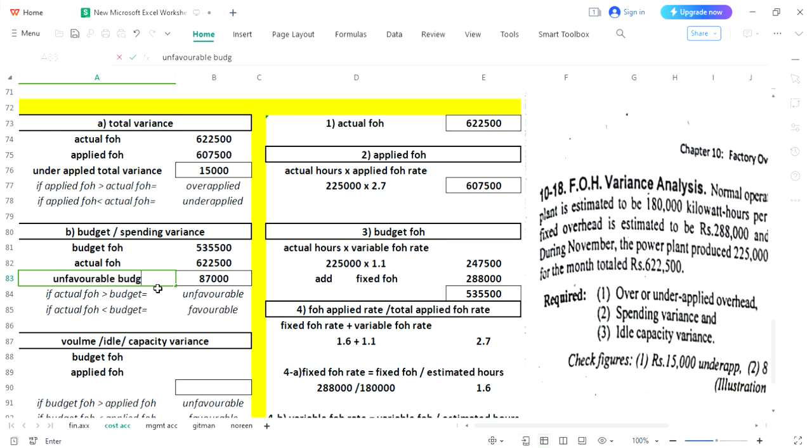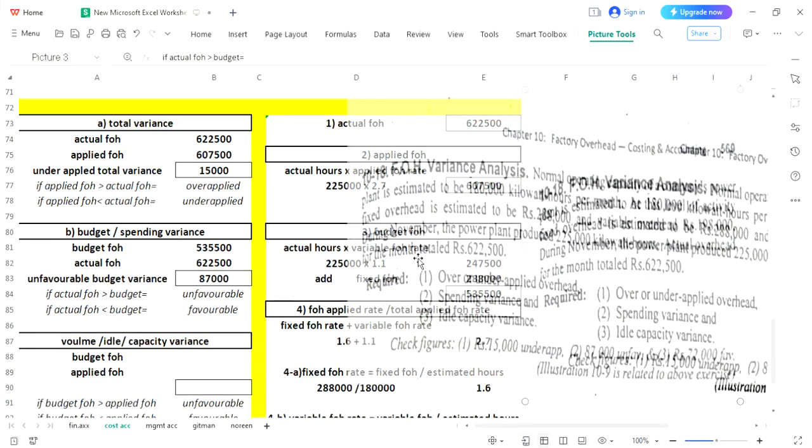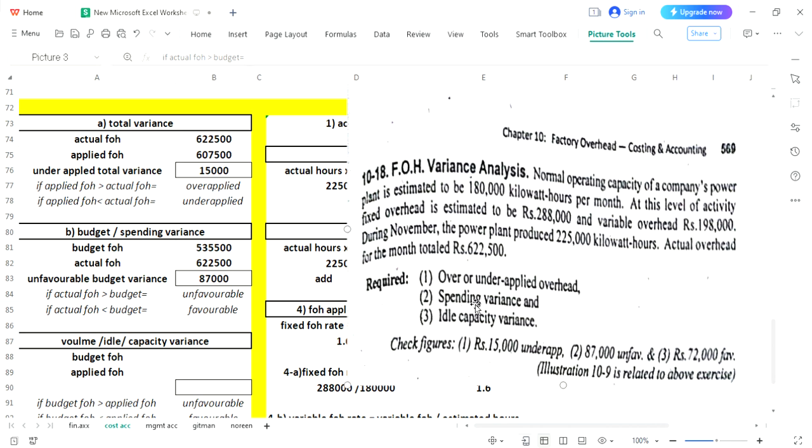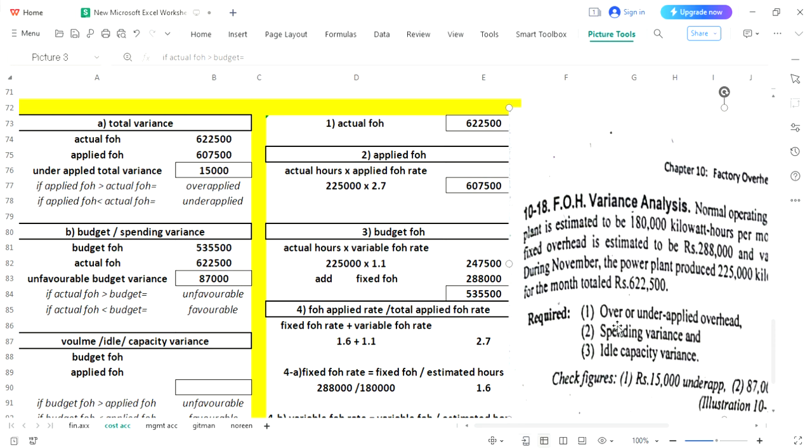Budget variance we have calculated, which is 87,000, and we should be looking at the answer as well. Second was your spending or budget variance. It is 87,000. 87,000 is here, and unfavorable we have put. So our second requirement is also completed.